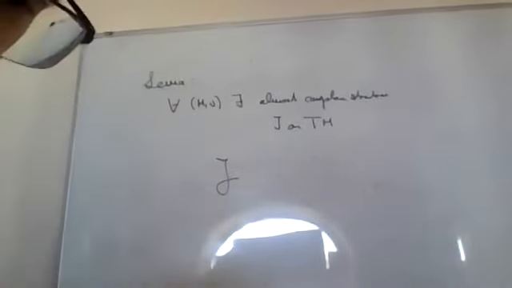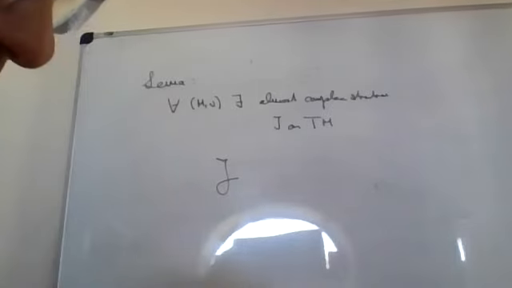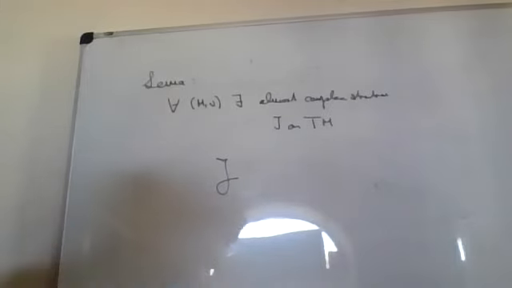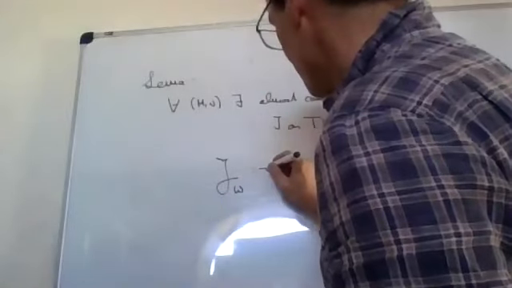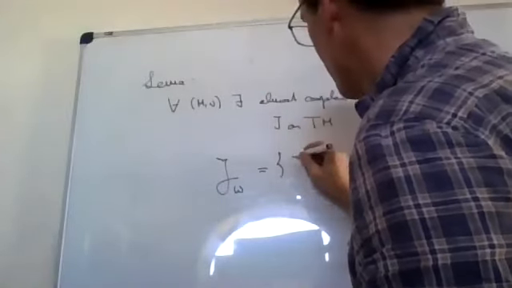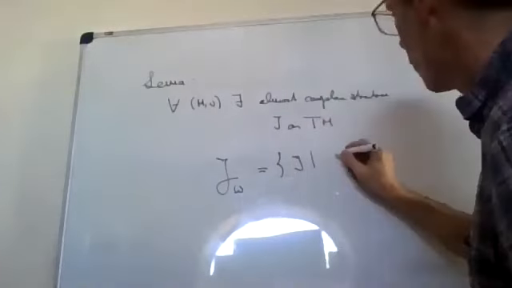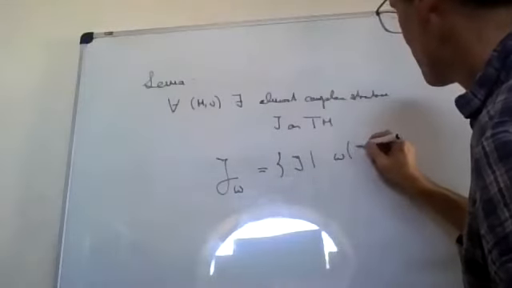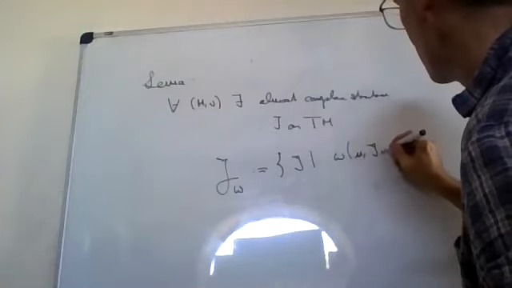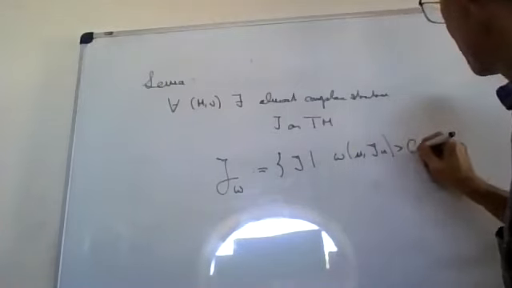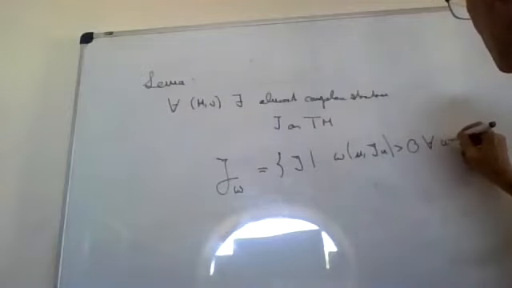And there are two choices. My choice today will be, I didn't decide. So I will take all those. These are all J's such that omega of u, Ju is positive for all non-zero u.